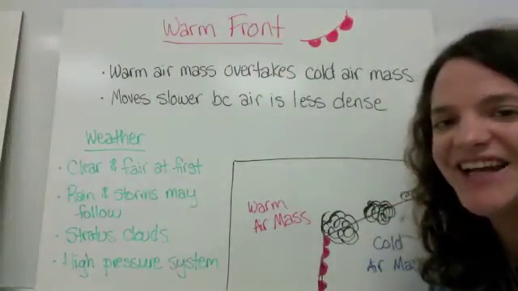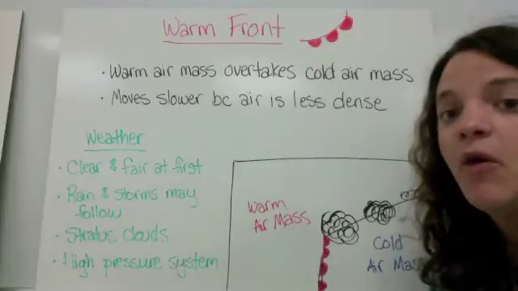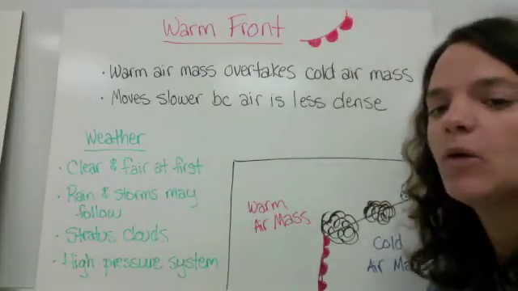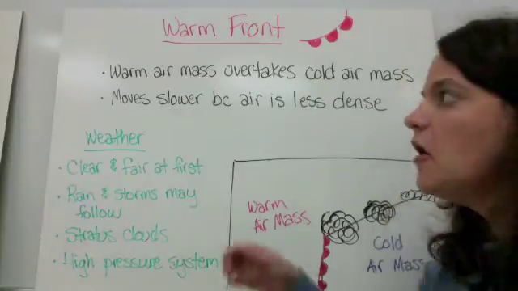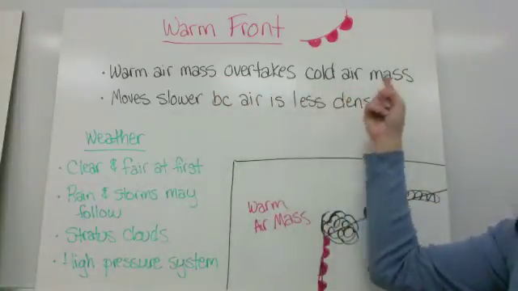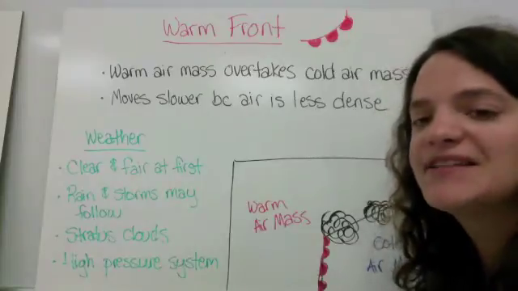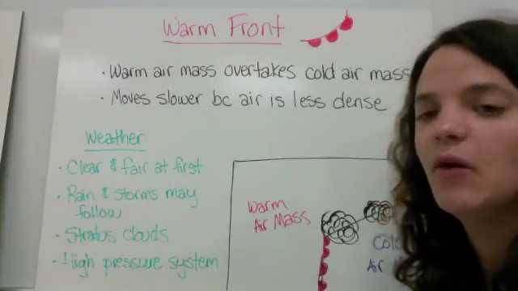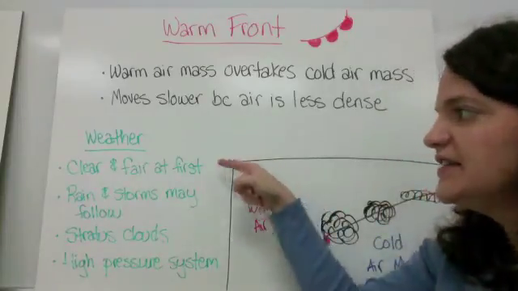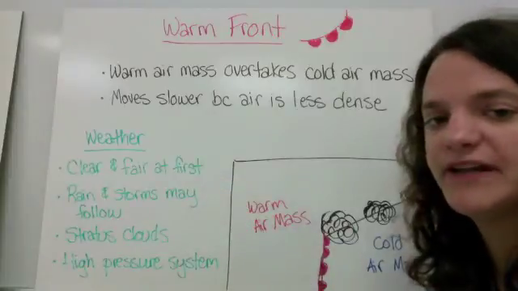All right, let's take a look at warm fronts. Okay. Warm fronts are the opposite of cold fronts. So warm fronts occur when a warm air mass overtakes a cold air mass. Warm fronts move slower because the air is less dense in a warm front. Some of the associated weather with warm fronts.